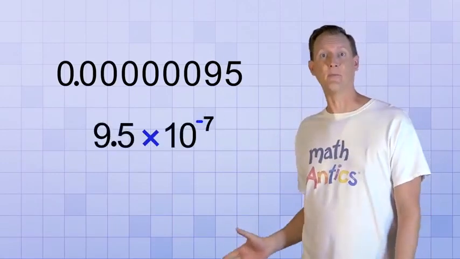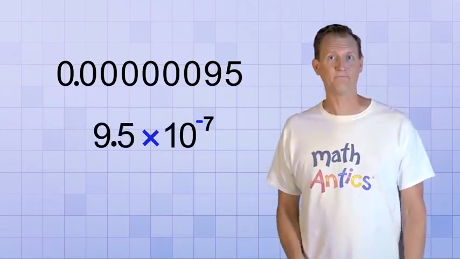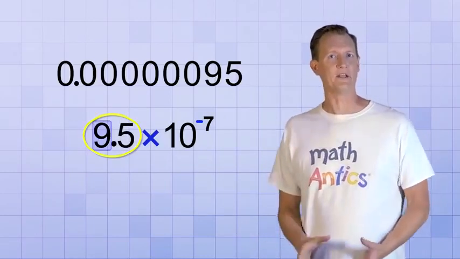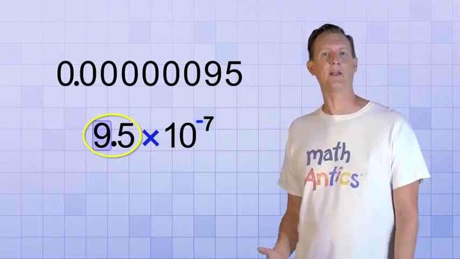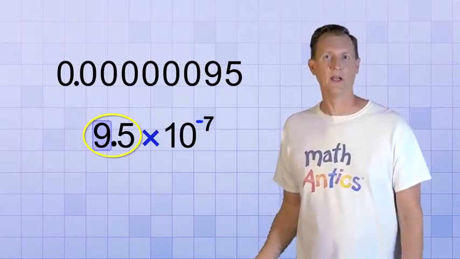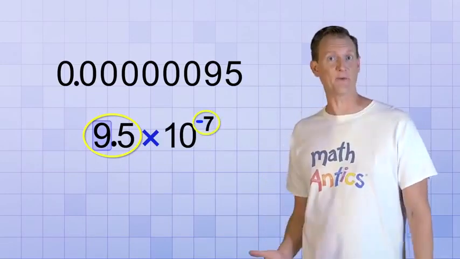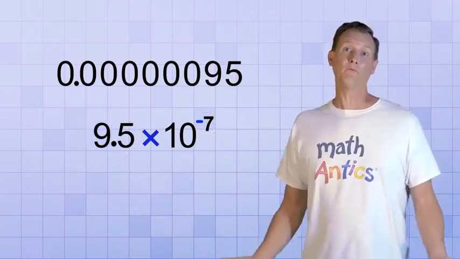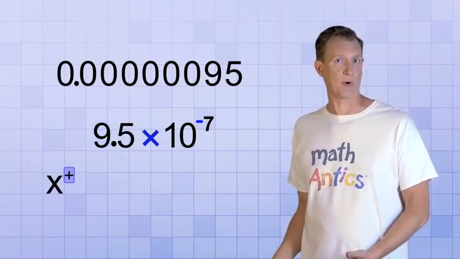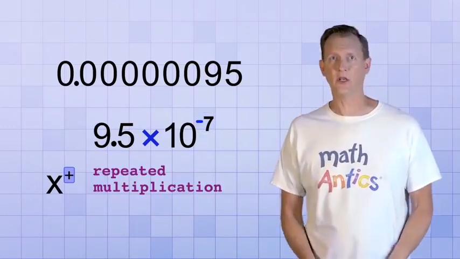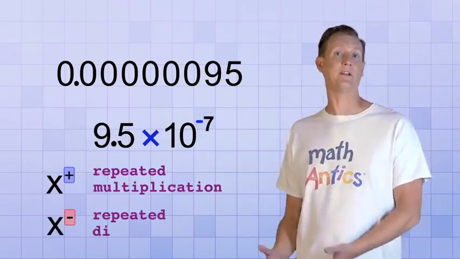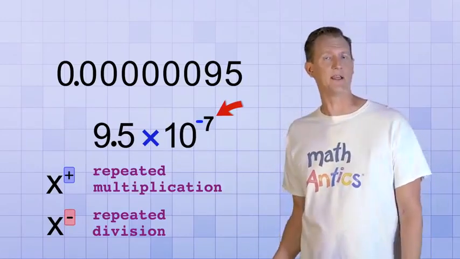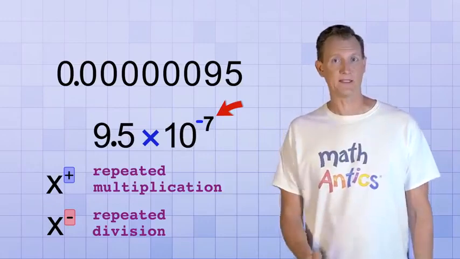And here's the same number written in scientific notation. Again, it consists of a number that has only one digit to the left of the decimal point, which is being multiplied by 10 to a certain power. But do you notice anything different about the exponent? Yep, it's negative. So what does that mean? Well, the short answer is that positive exponents show repeated multiplication, while negative exponents show repeated division. And since this is a negative exponent with 10 as the base, it means to repeatedly divide by 10.